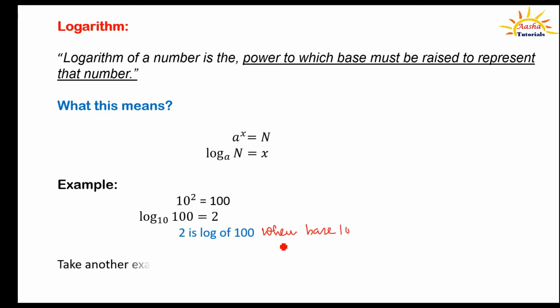One more example, let us take. Another example. Suppose you have 2 raised to 3 is 8. So here, can you answer that? What is the log of what, and who is the base? Base is 2, 3 is the power, 8 is the number. So here I can say log of 8 to the base 2 is 3. I hope you understood how to find the log now.